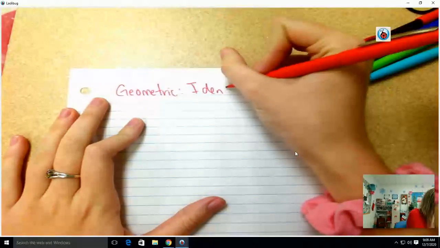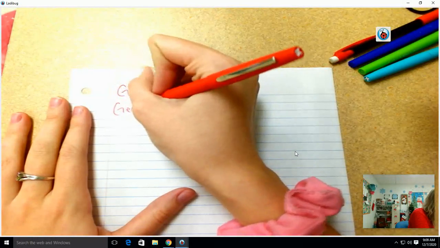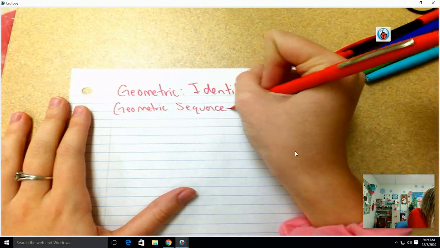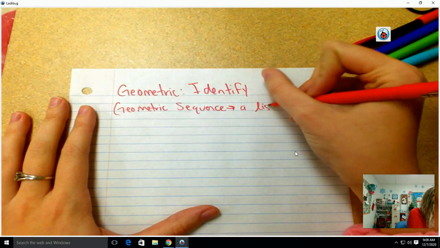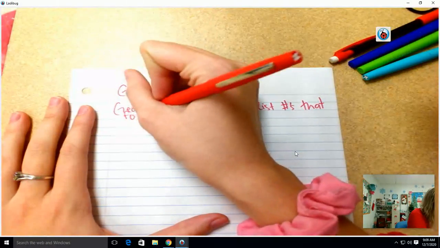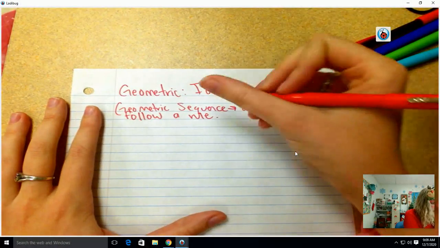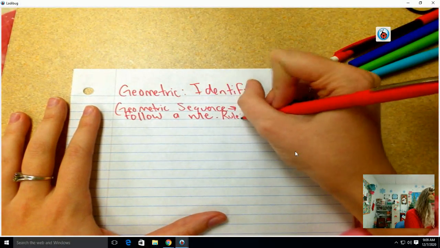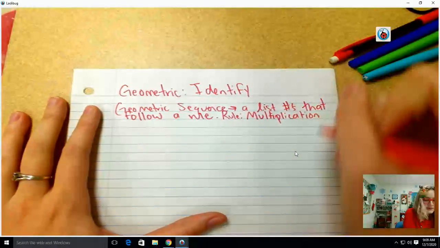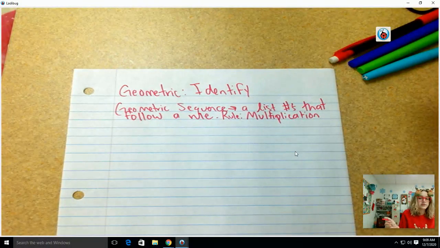identifying. So a geometric sequence is still a list of numbers that follow a rule. But in geometric, the rule is always multiplication. The rule is always multiplication. So that is the main difference between arithmetic and geometric. Arithmetic is addition, geometric is multiplication.